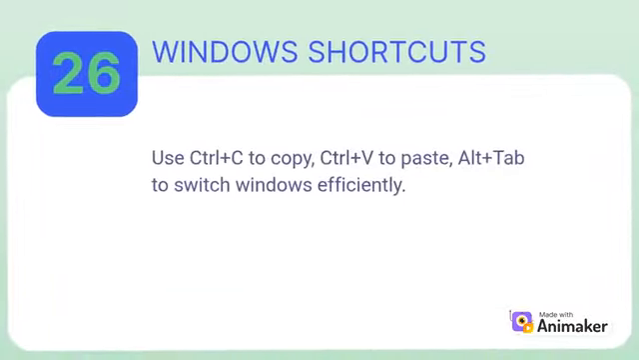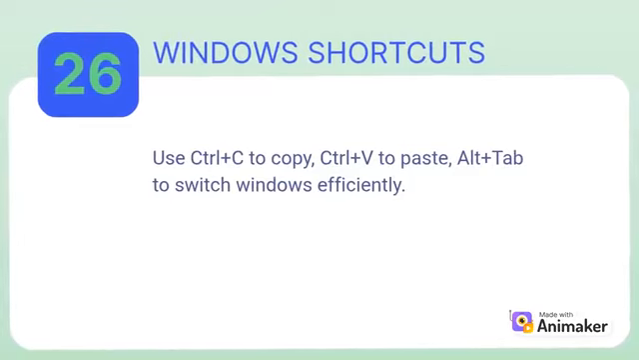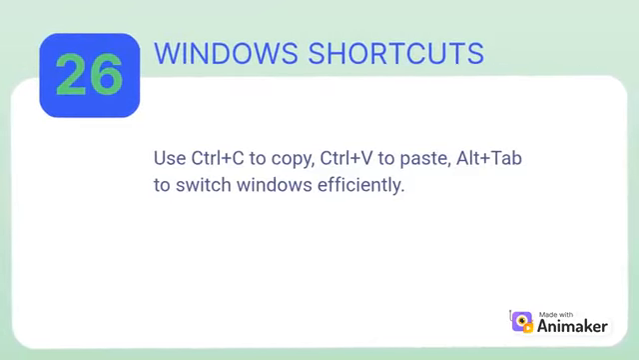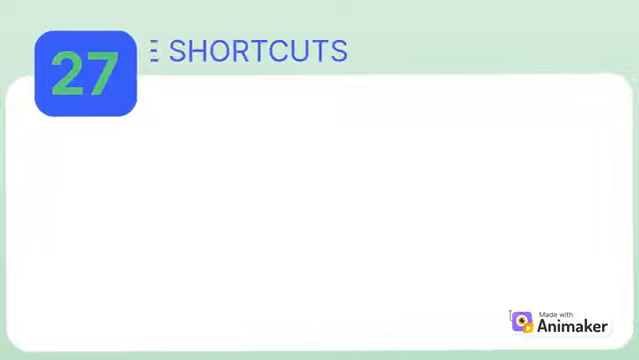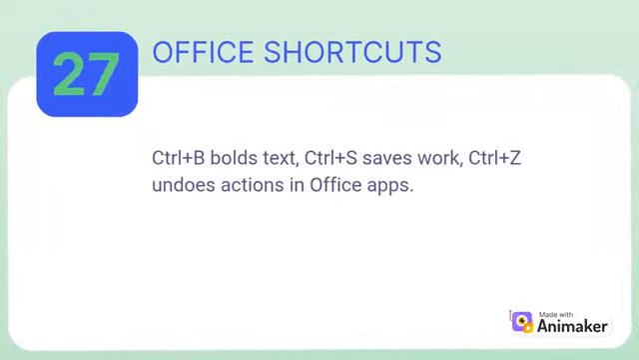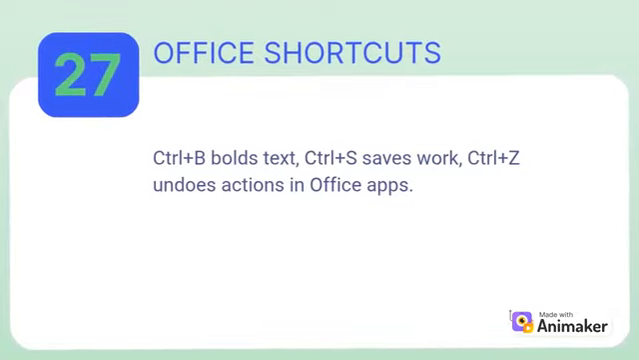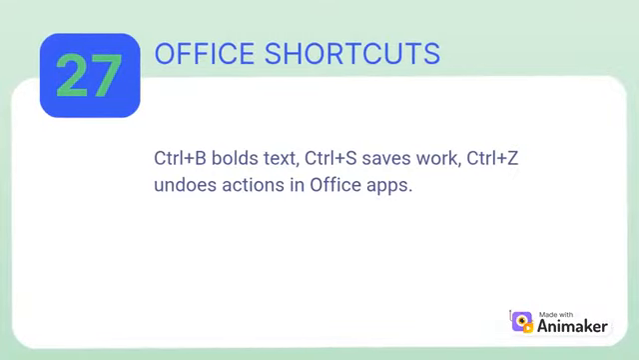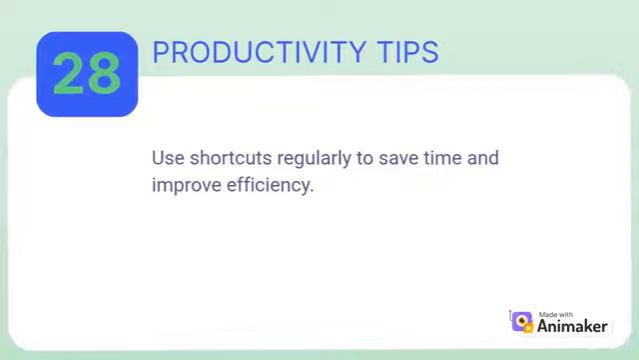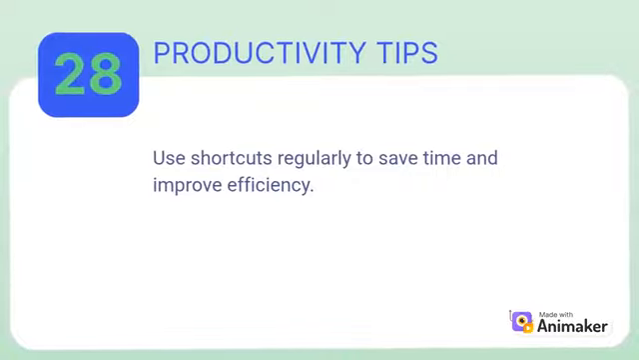Windows shortcuts include Ctrl+C to copy, Ctrl+V to paste, and Alt+Tab to switch between windows. In Office applications, use Ctrl+B to bold text, Ctrl+S to save, and Ctrl+Z to undo. Using keyboard shortcuts regularly helps save time and improves your productivity. Practice often to remember them.